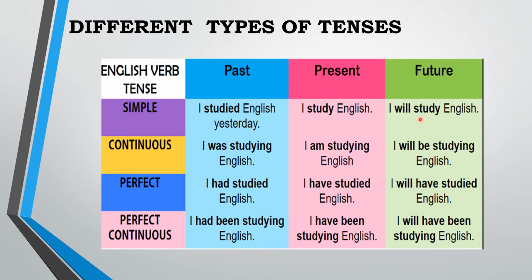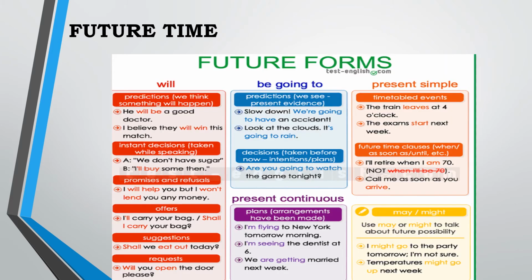So this table clearly explains how the three major tenses, past, present and future, are further divided into simple tense, continuous tense, perfect tense and perfect continuous. This gives us an idea. So this revises the topic tenses.